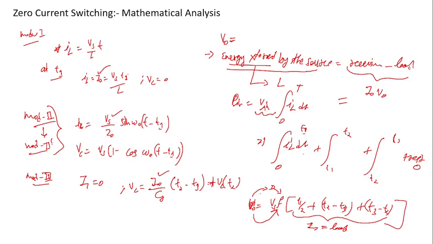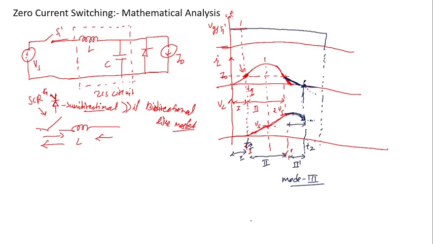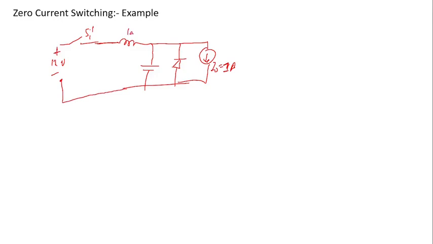Here the T3 depends on the I naught, so these time instants depend on the load. This ZCS circuit has one drawback: these are load dependent circuits. The inductor is 10 microhenry and the capacitor is 0.1 microfarad.